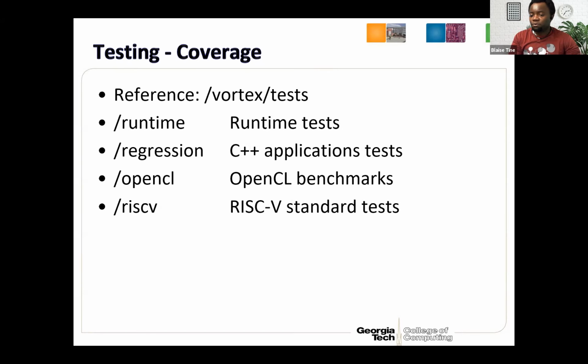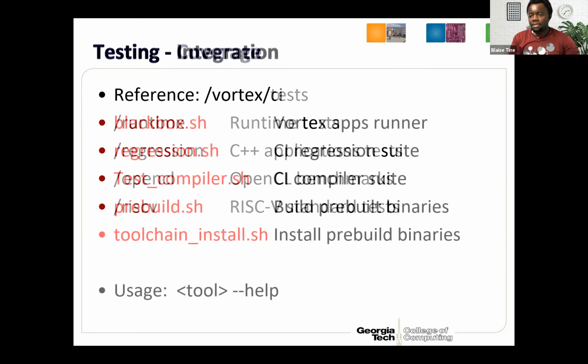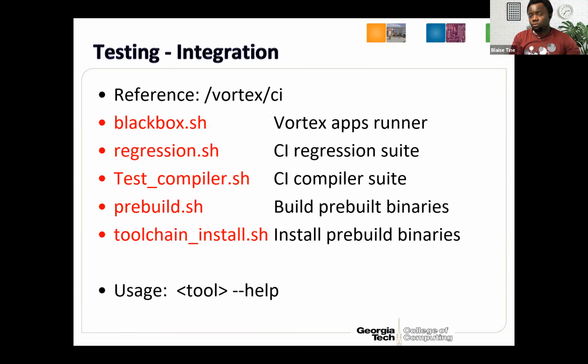And in the OpenCL folder, these are actually OpenCL benchmarks, and the kernels are written in OpenCL. And the RISC-V folder includes the standard RISC-V tests. These are the RISC-V conformance tests that all RISC-V compliant processors should execute. In the integration folder, I mentioned earlier that we have continuous integration support for Vortex.